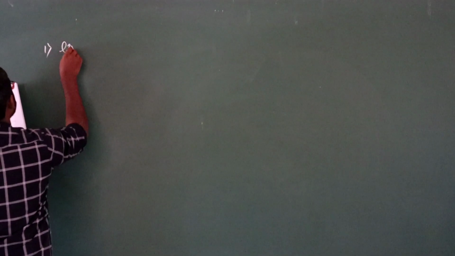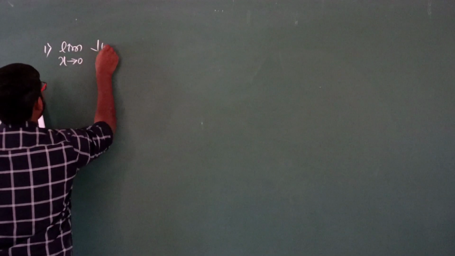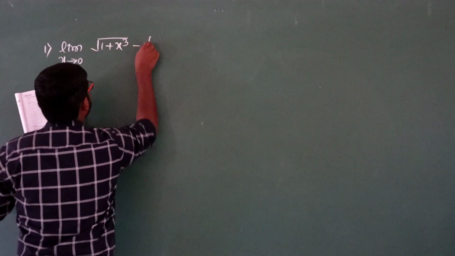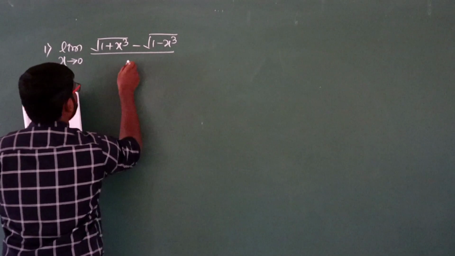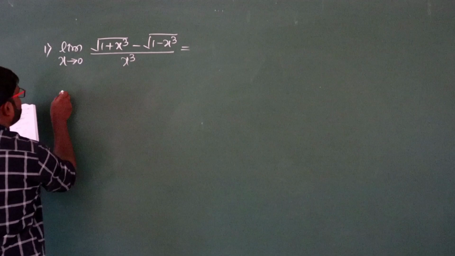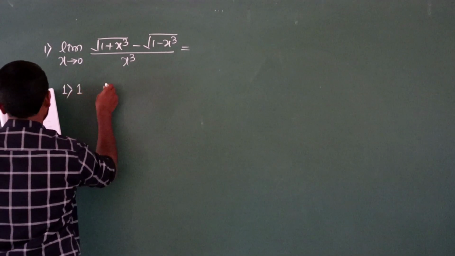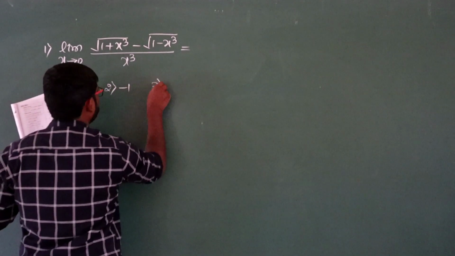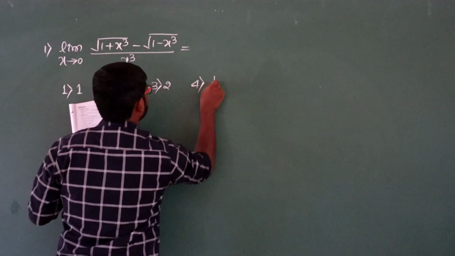Limit x tends to 0, square root of 1 plus x cube minus square root of 1 minus x cube divided by x cube. This is equal to, and the four options are: option 1 it is 1, option 2 it is minus 1, option 3 it is 2, option 4 it is 1 by 2.